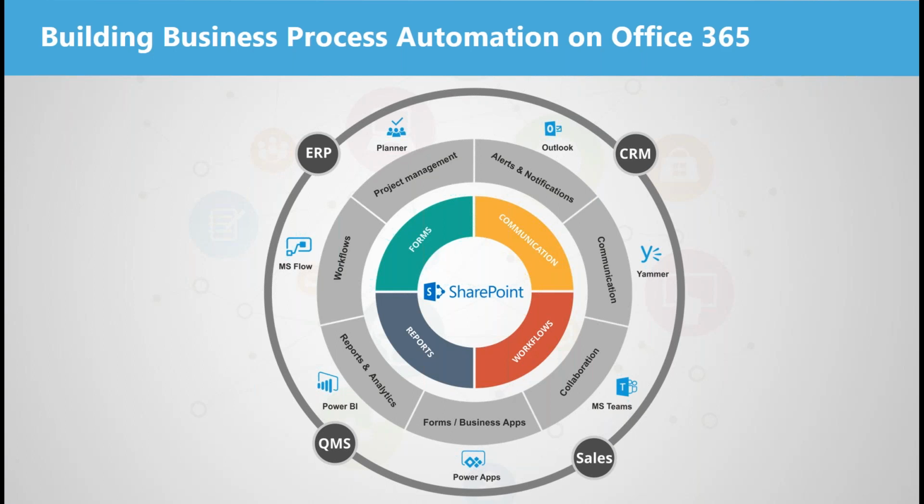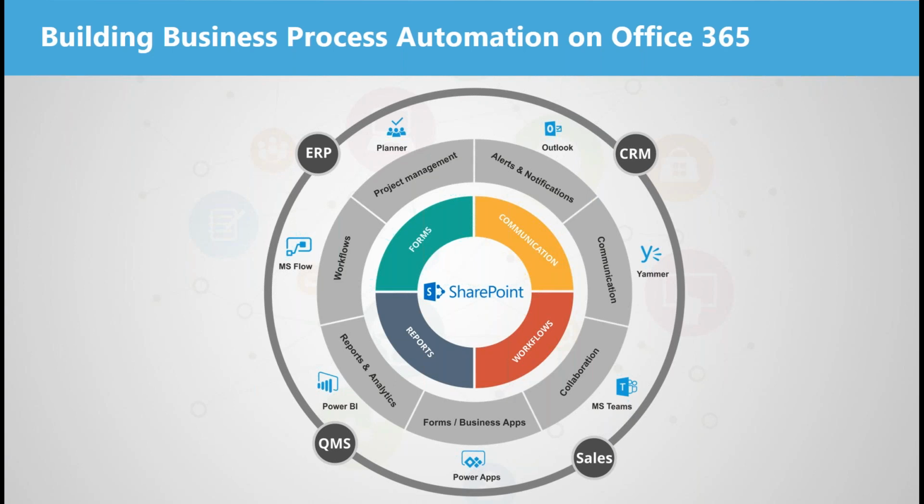Some other useful Office 365 tools to supplement your business process automation capabilities are Outlook for your email integration, so you can get email notifications on important status updates and notifications of your workflows, Teams and Yammer for quicker and more collaborative team communication around your workflows, and then Planner for an easy task management tool, and then Power BI, which is a powerful tool that makes your data and reports easy to understand with graphs, visuals, and executive dashboards, so that you can make critical business insights.